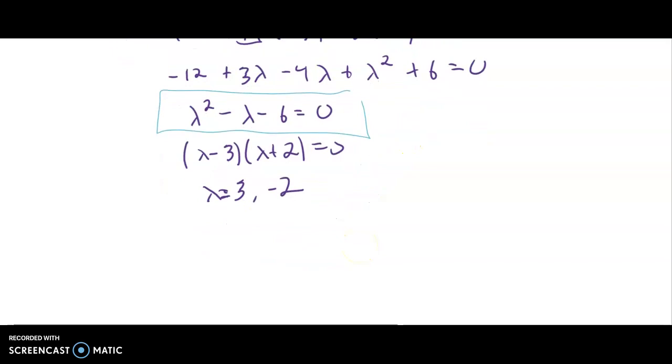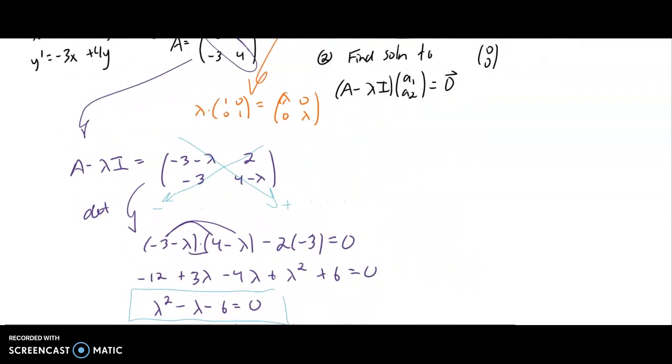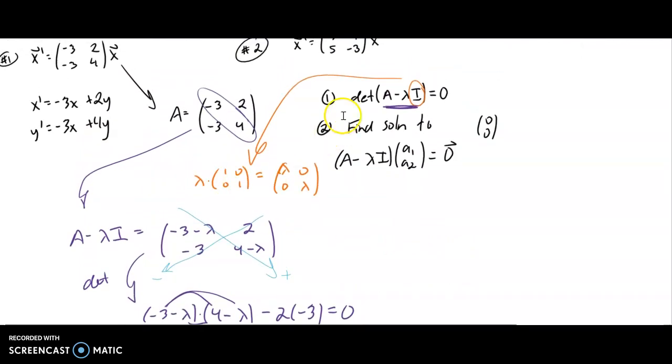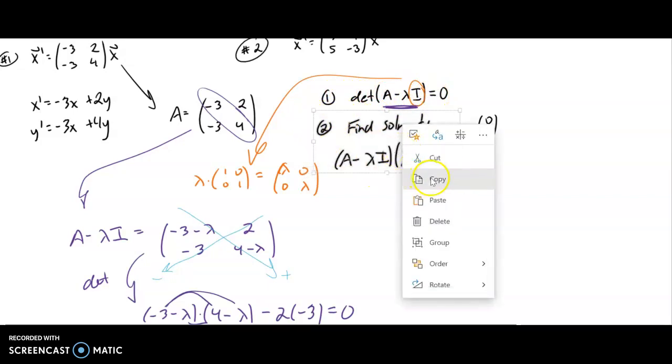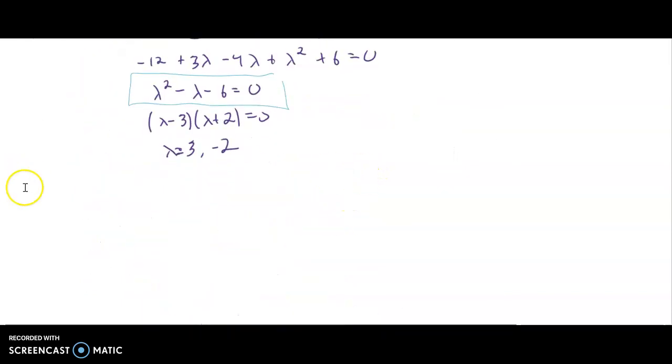So what do we do next? In terms of this step-by-step process that I listed up here, we set the det of A minus lambda I equal to 0. So now, let me just copy this. My next step is to find the solution to this. So I'll come down here, I will paste, and I'm going to do this twice. I've got 2 lambdas, so I need to find the solution twice. So we'll do green.